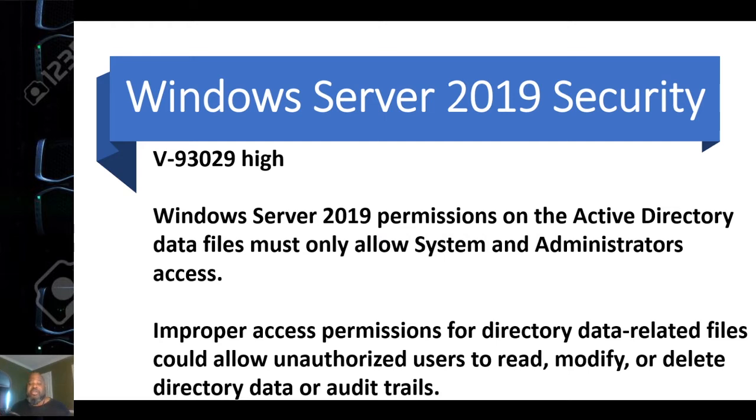Vulnerability ID 93029 high. Windows Server 2019 permissions on an Active Directory data file must allow system and administrator access. Improper access permissions for directory data files could allow unauthorized users to read, modify, and delete the data directories or audit trails.